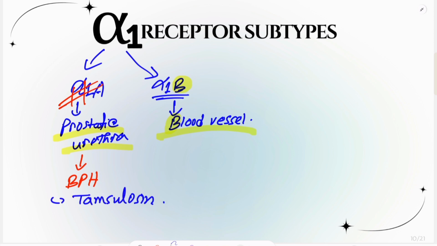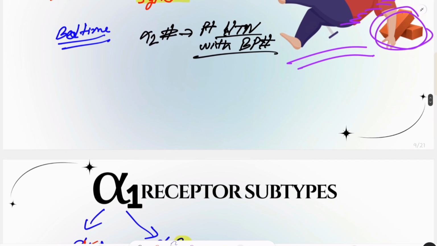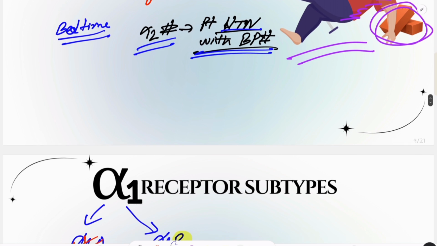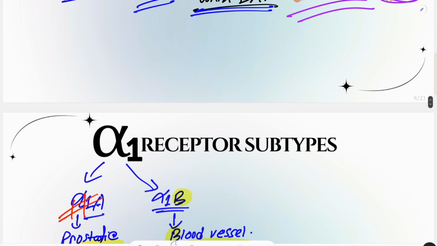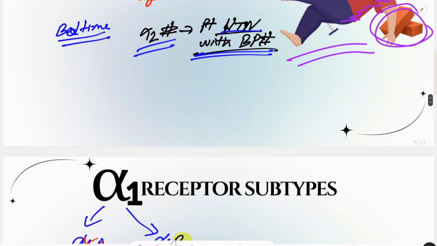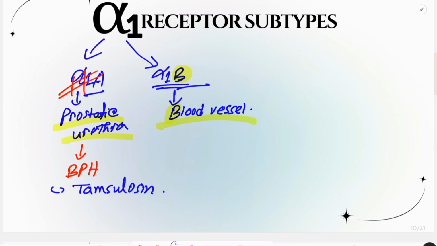So in a patient having hypertension with benign prostatic hyperplasia, the alpha 1 blocker such as prazosin, terazosin, doxazosin, alfuzosin, which blocks both alpha 1A and alpha 1B can be used. And in a patient not having hypertension, only alpha 1A blocker tamsulosin can be used.